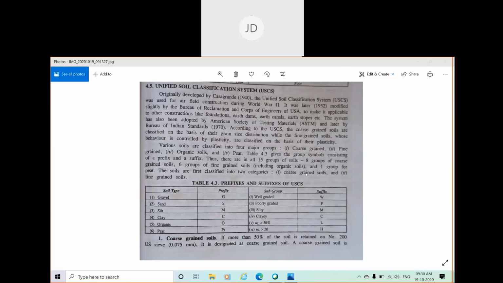Now there are some subgroups depending on the behavior or type of the soil. A soil may be well graded or poorly graded. We'll define what is silty soil and what is clay soil later, but till now we'll discuss only this. Now WL represents what? Your liquid limit. If the liquid limit is less than 50%, what will be the symbol? If the liquid limit is more than 50%, then what will be the symbol? These are all represented here. If the soil is well graded, then it will be denoted by the suffix capital W.